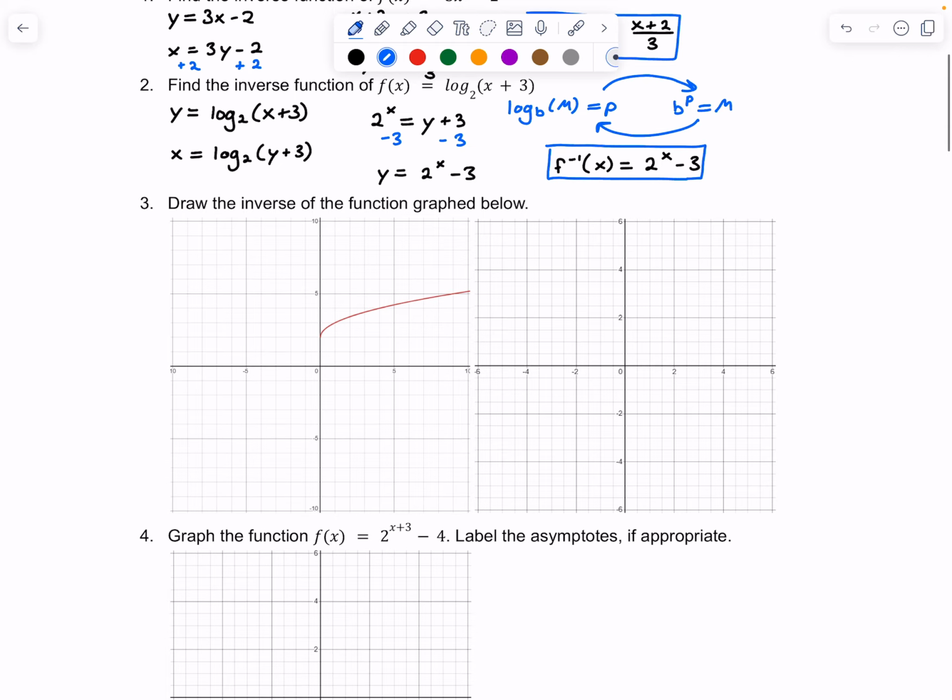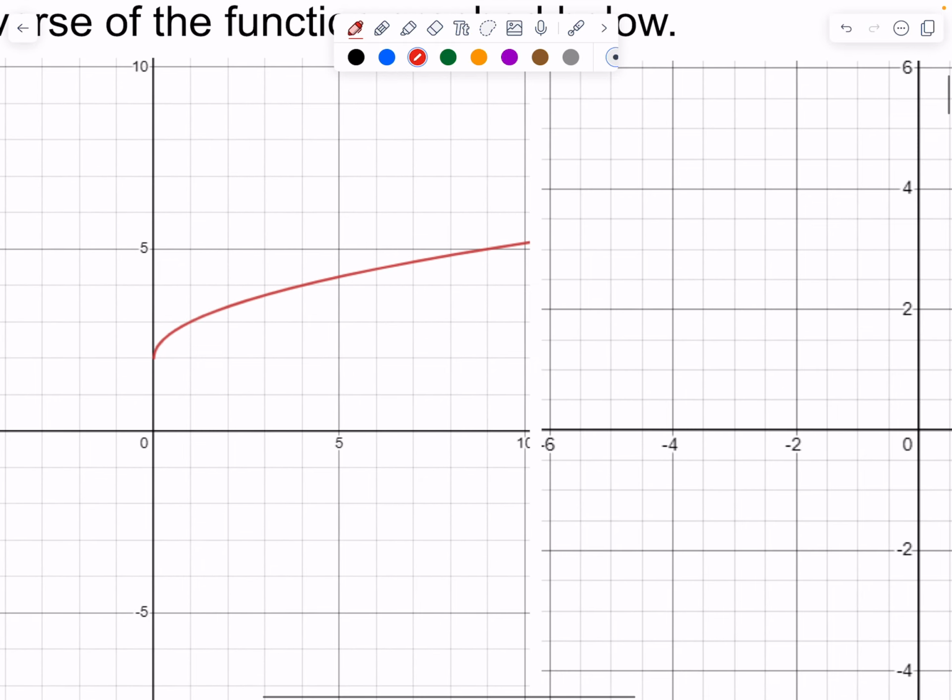In number 3, we're asked to sketch the inverse. So what I like to do is pick a few points on this function. Like this point is going to be, it looks like (0, 1). Nope, (0, 2). And let's see, this point right here looks like (1, 3). And then this point over here maybe looks like (9, 5).